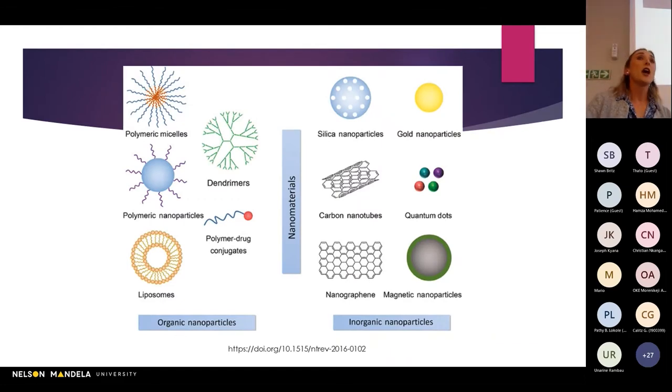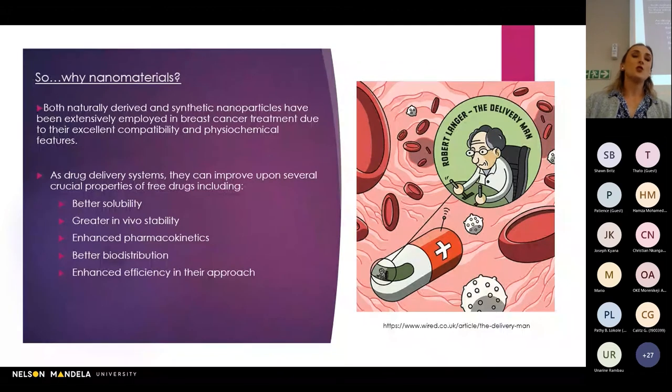Here are some organic and inorganic nanomaterials that have been used and are being researched for their efficacy as drug delivery systems. So why do we want to choose nanomaterials? Both naturally and synthetically derived nanomaterials have been extensively employed in breast cancer research due to their excellent compatibility as well as their physicochemical features. As drug delivery systems, they can improve upon several crucial aspects compared to free drugs: they increase solubility, promote greater in vivo stability, enhance the pharmacokinetics of the system, promote better biodistribution, as well as promoting enhanced efficacy.